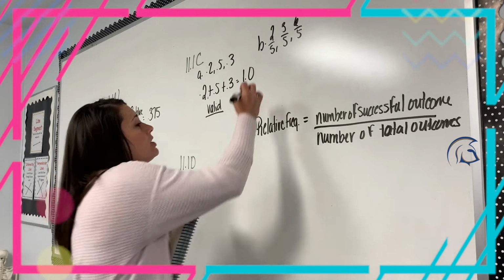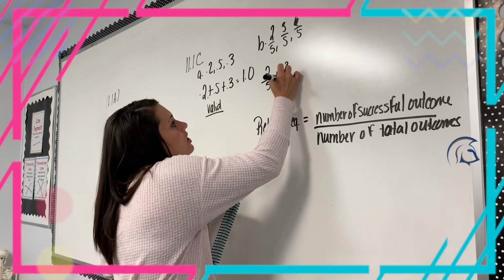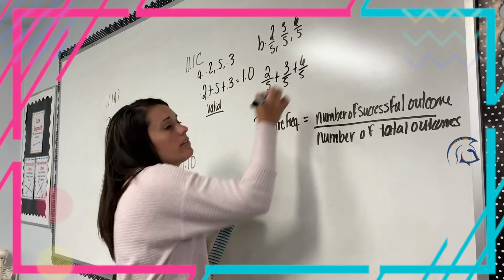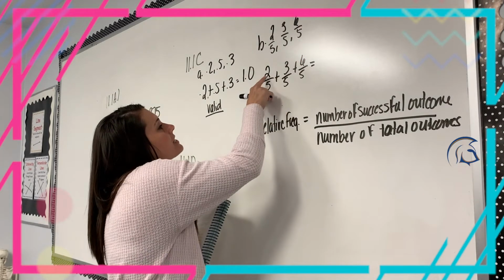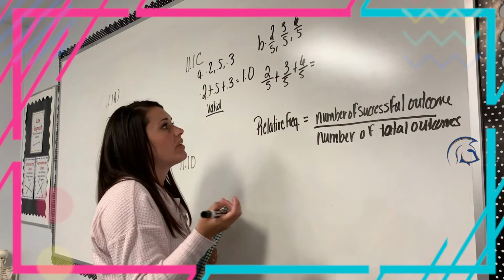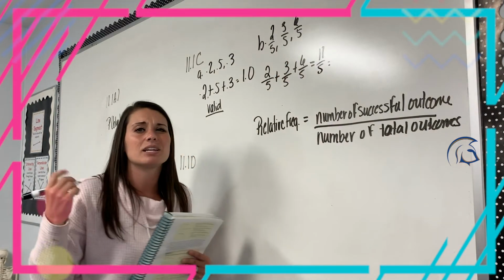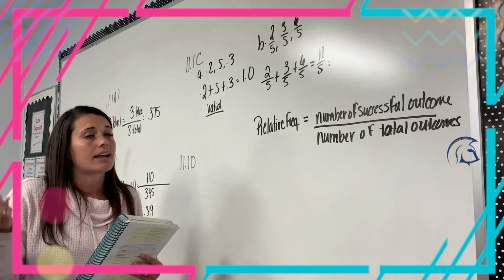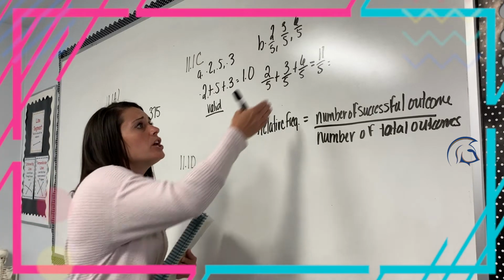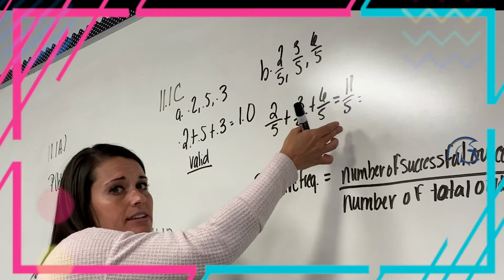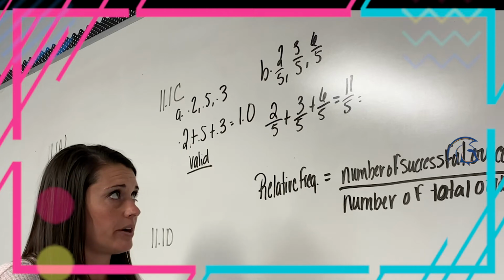all together. So you can add these fractions so simply, because why? Because your denominators are all the same. So you just add the numerators. 2 plus 3 is 5, plus 6 is 11, so you get 11 over 5. Now, that is an improper fraction, and like I said, the probability has to be between 0 and 1.